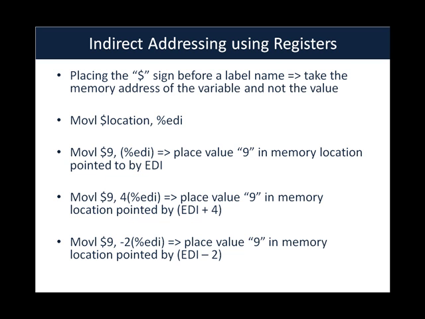Finally, indirect addressing using registers. This is somewhat synonymous to the pointers analogy in C. Basically, if you have a label and you want to find the address of the label, you need to prefix a $ before that label. So let's say there is a label location which is a byte. If you want the memory address of location, then you just have to write $location.